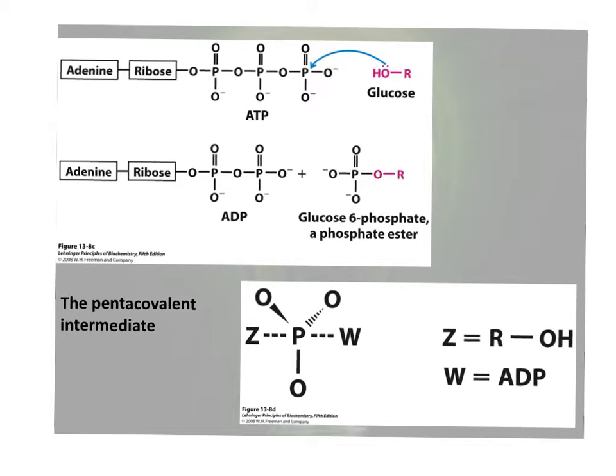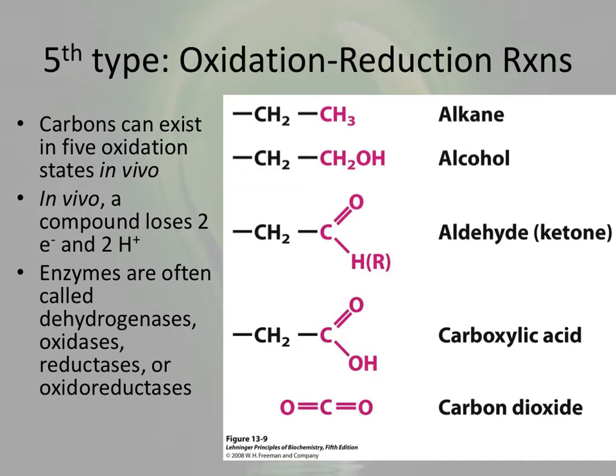So now we're left with the fifth group, which are the redox. At this point, you should know the oxidation states for carbon: alkane, alcohol, aldehyde or ketone, carboxylic acid, and then ultimately carbon dioxide. Which one of these has the most potential energy? Alkane or carbon dioxide? Alkane. Why? Because it has more electrons. It's the reduced form. This is the fully oxidized.